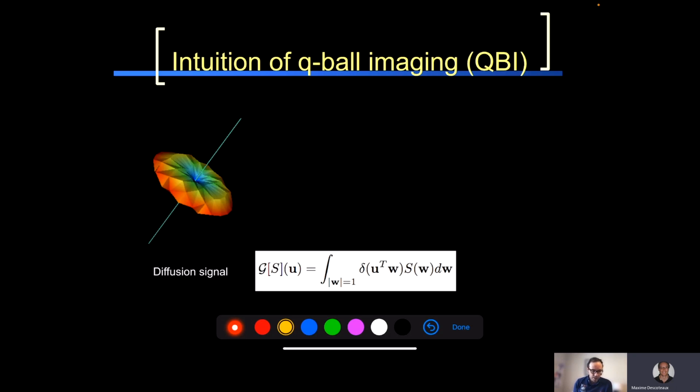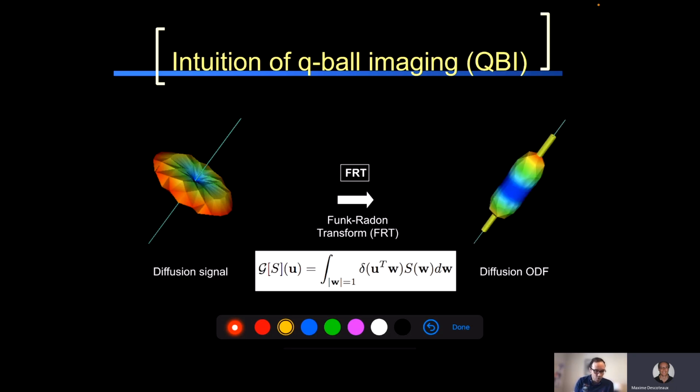And so mathematically, I'm not going to focus a lot on the math, but there is a way to transform this donut into a shape that defines an ODF. ODF means orientation distribution function. What is the probability that I have diffusion along this direction? This is captured by the ODF in this direction. And so this Funk-Radon transform, which was also introduced in the technique Q-ball imaging, is the way to do this transformation.